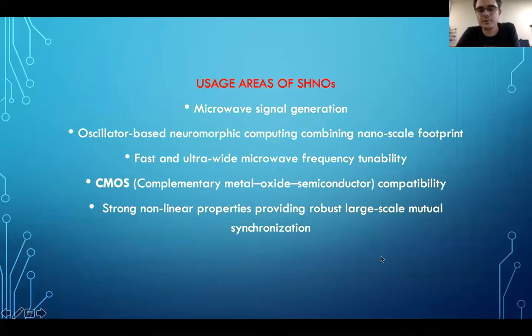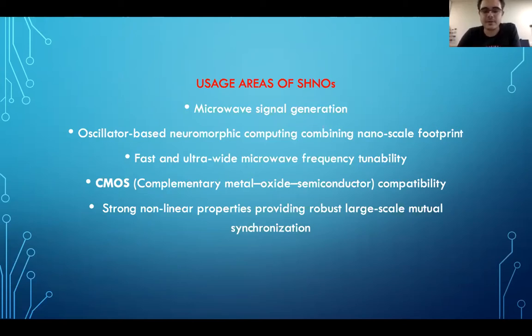usage areas of spin Hall nano-oscillators. Spin Hall nano-oscillators can be used in microwave signal generation and oscillator-based neuromorphic computing, combining nanoscale footprint, fast and ultra-wide microwave frequency tunability, and CMOS, complementary metal oxide semiconductor, compatibility.